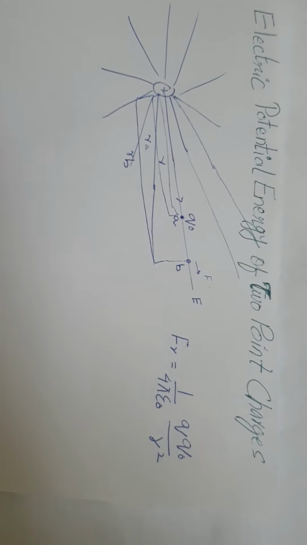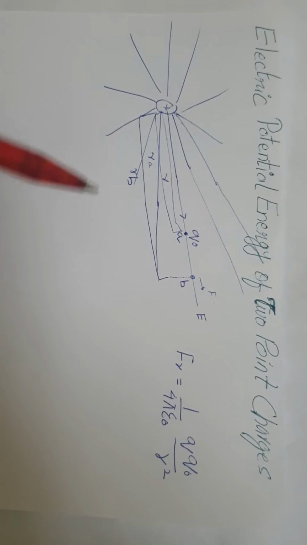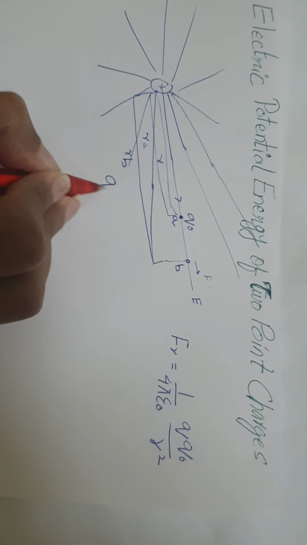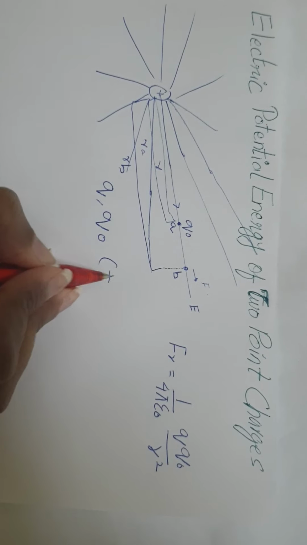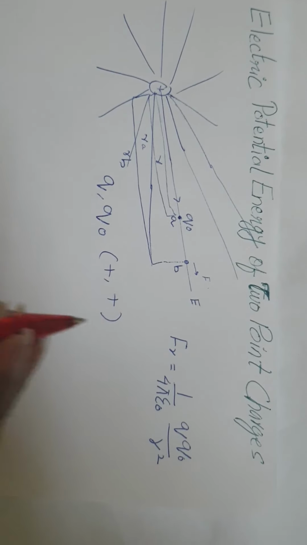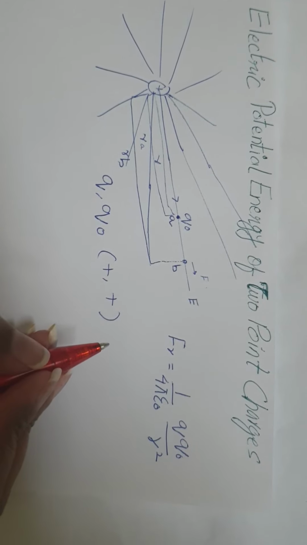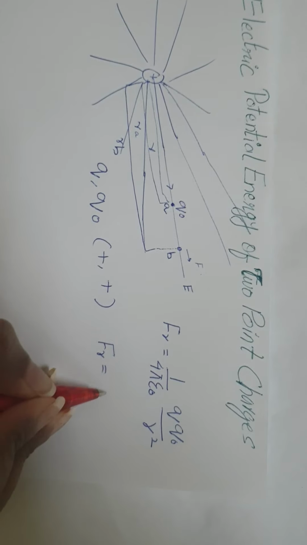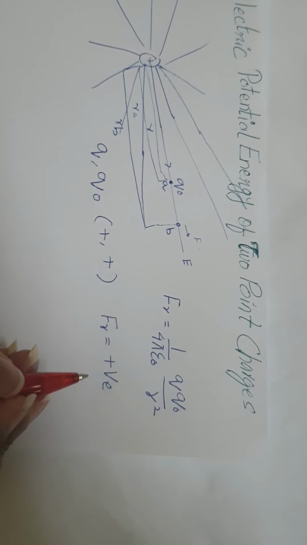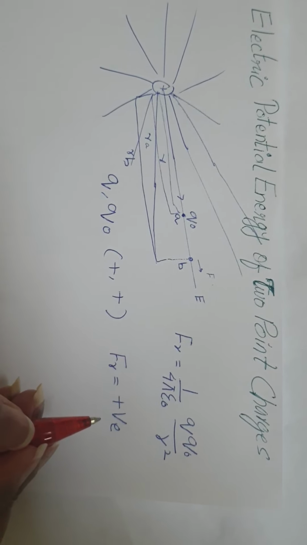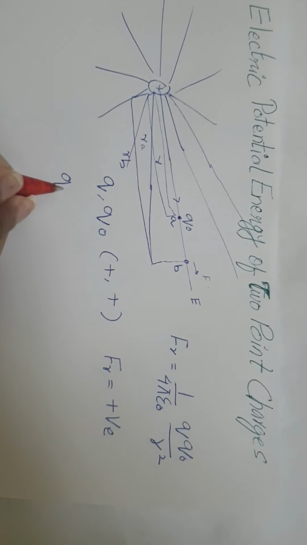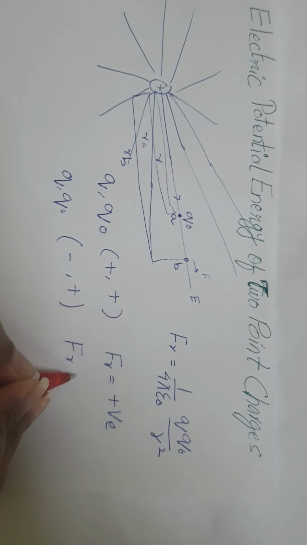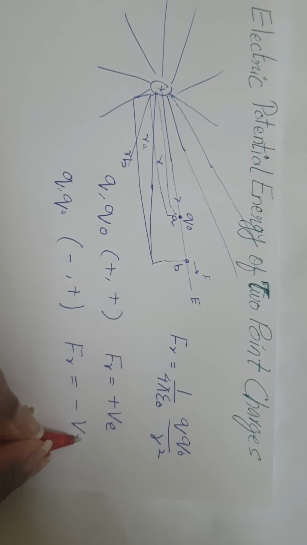Now remember, if Q and Q naught have the same signs, then the force between them is repulsive and your Fr is positive. If Q naught and Q have opposite signs, then your Fr is negative.